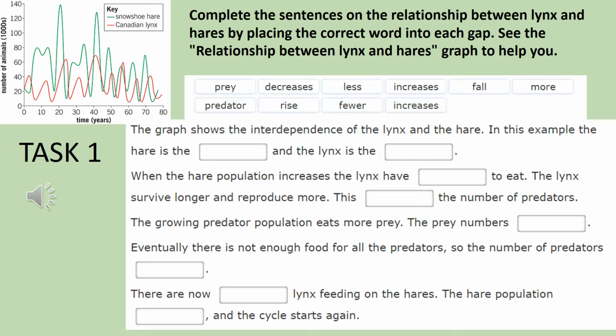If you need to pause the video at this point so that you can make sure you can fill those gaps in and write this paragraph out, please do so.